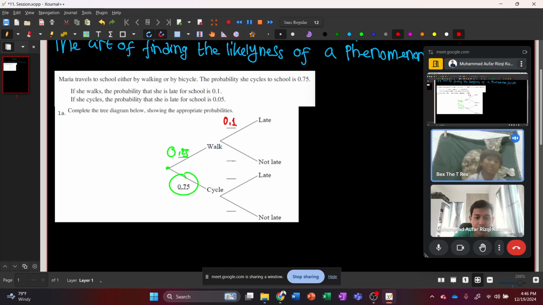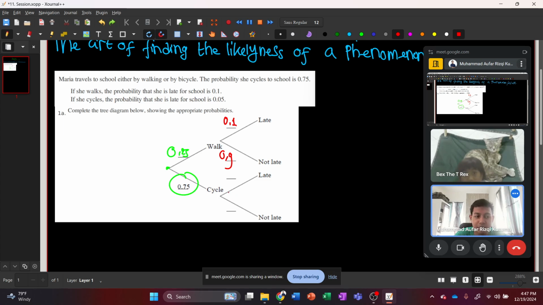For the second one, it's 100 minus 10, wait, 100% minus 10%. Don't forget it's a percentage. So it's 0.9. Good. So what about this one?